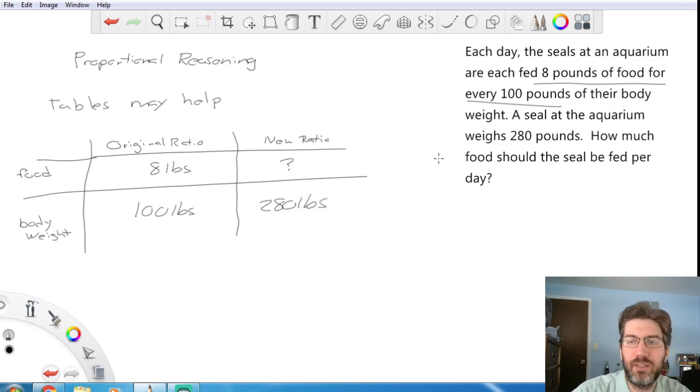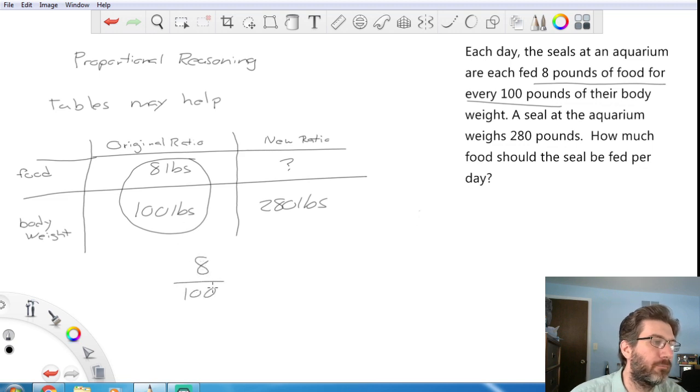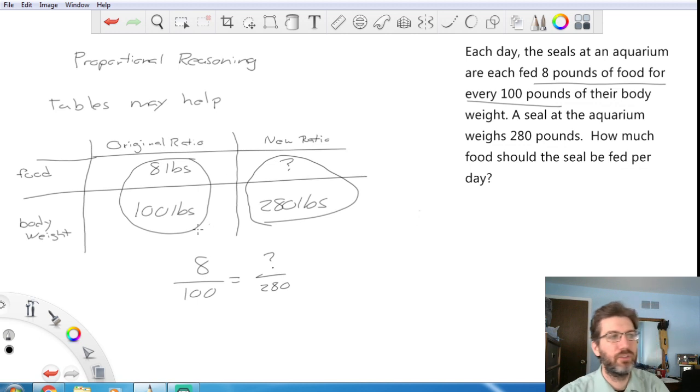If you plug into that table, you can get your proportion right out of it, and you'll see these make a fraction. So I have 8 over 100, and that's going to be equal to this fraction here, question mark over 280. If you can make a table for these, you can pull out the proportion right away. So this here is your proportion, and the question is, can you solve this?